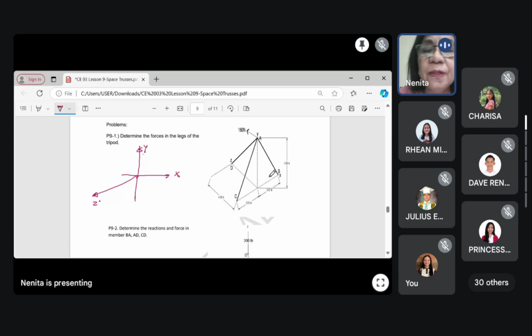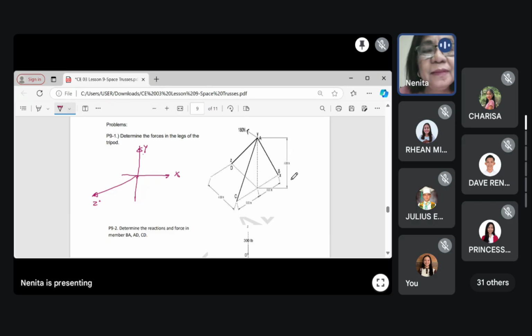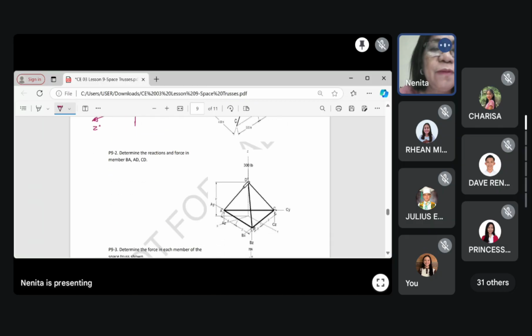Okay? So this time, we have another problem. This is simple, ano? Simple lang siya. But if we don't know how to deal with it, nagiging lisod. Okay, so take note, isa lang ang joint ani, only joint A with 3 members. Yan lang ang sasolve: ang forces sa legs ng ating tripod. Okay? Yan siya. We have also here reactions and force.